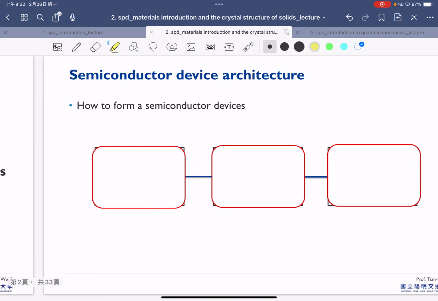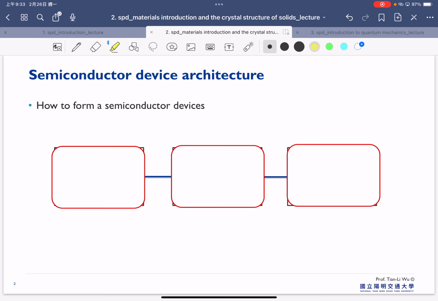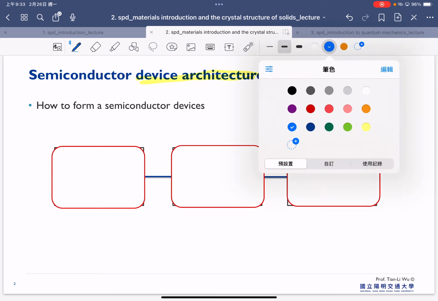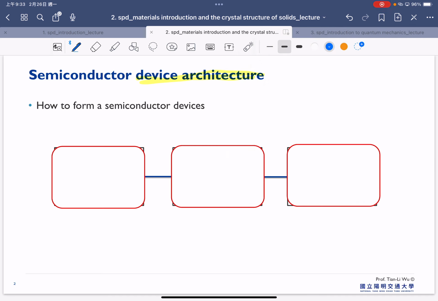So first, we have to understand how to form the semiconductor device. There are several different device architectures in all of the devices that you will use in the future. They can be classified into three basic architectures. If you consider how to form the semiconductor device, first we have to understand the first stage, which is the materials.